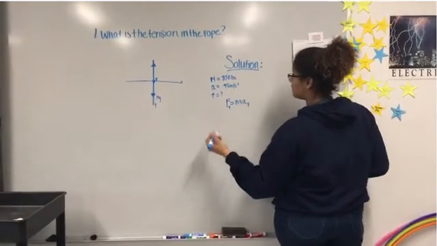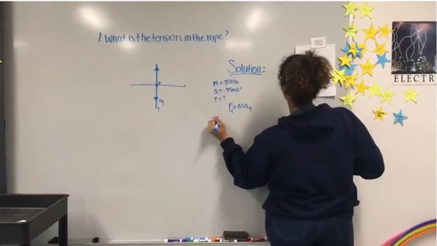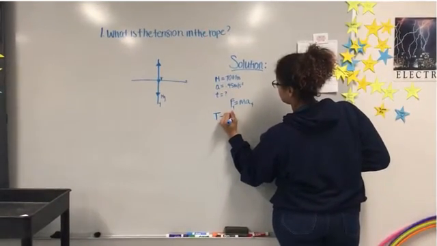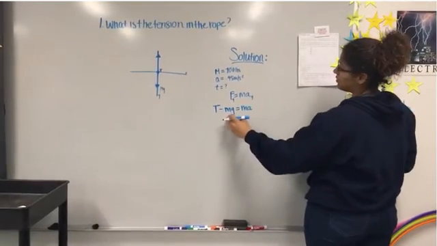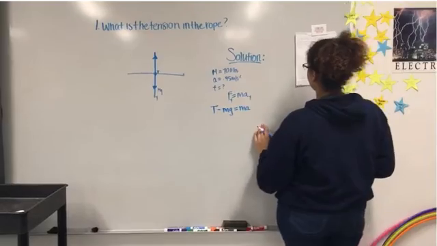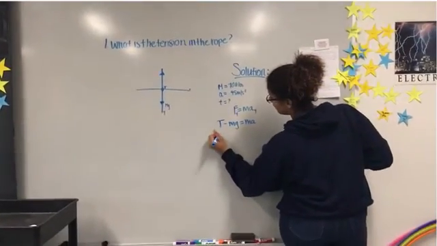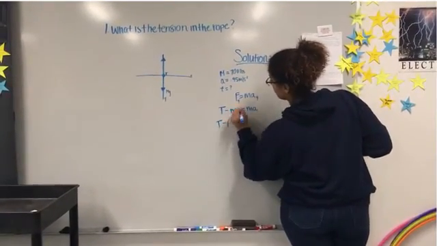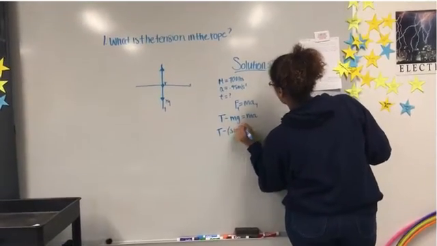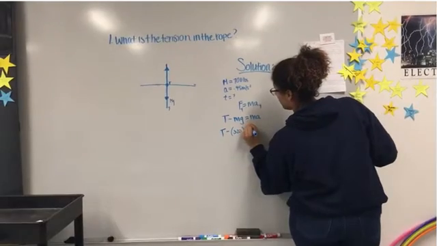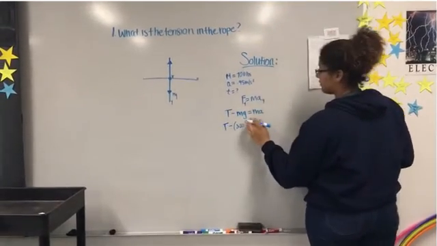We're going to be solving for tension. So tension minus mg equals ma. We're using mg because that's our force weight. We're going to plug in this mg, which is 20 and 9.8, because that is the acceleration of gravity.